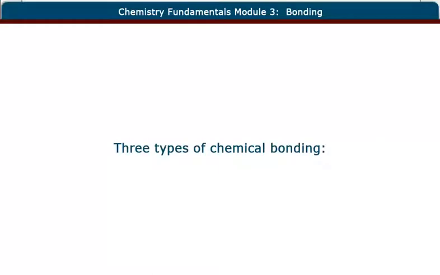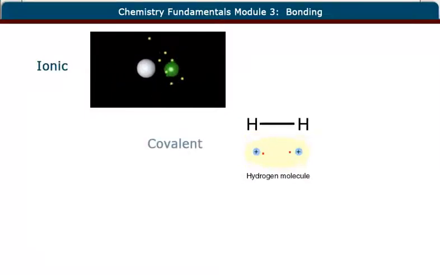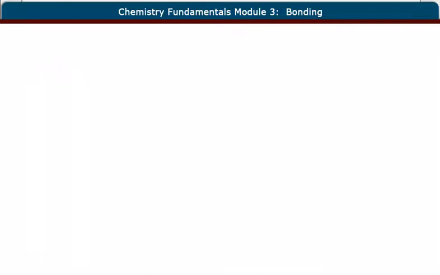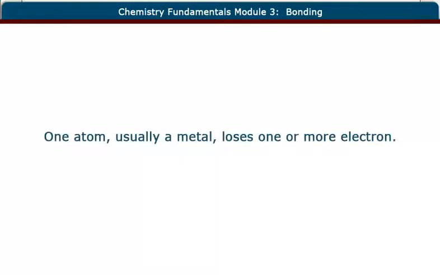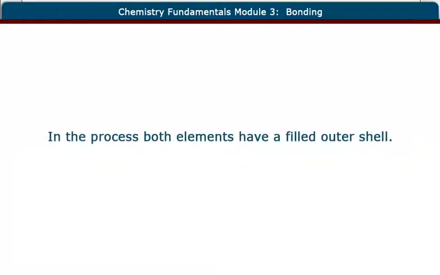In this module, we'll be looking at 3 types of chemical bonding: ionic, covalent, and metallic. The first type of bonds we'll discuss are ionic bonds. These bonds are formed when electrons are gained or lost. One atom, usually a metal, loses 1 or more electrons. Another atom, usually a nonmetal, gains 1 or more electrons. In the process, both elements have a filled outer shell.